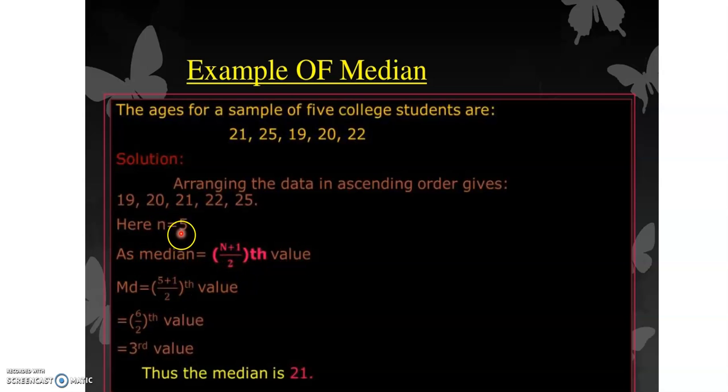Here n is equal to 5, so you have to apply this number in the formula. So 5 plus 1 by 2th value is the median. That means 6 by 2th value, that is third value. Which is the third one? 1, 2, 3. Third one is 21. So the median is 21. This is very simple.